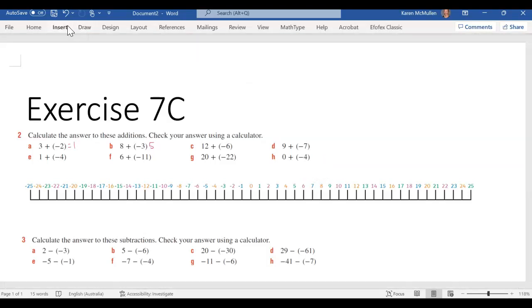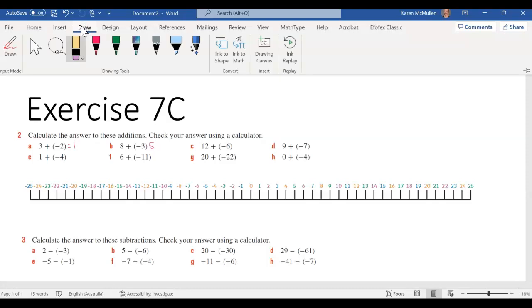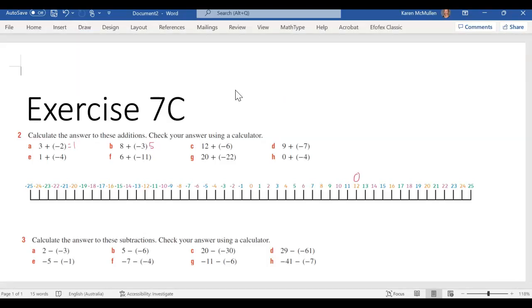All right, 12 plus negative 6. So starting at 12, and we're going to subtract 6. 1, 2, 3, 4, 5, 6. Now you'll notice with these, you probably don't need to use a number line. That's just getting a little bit of practice, but you probably have picked up that this is the same as saying 9 minus 7. So that's going to give us 2.